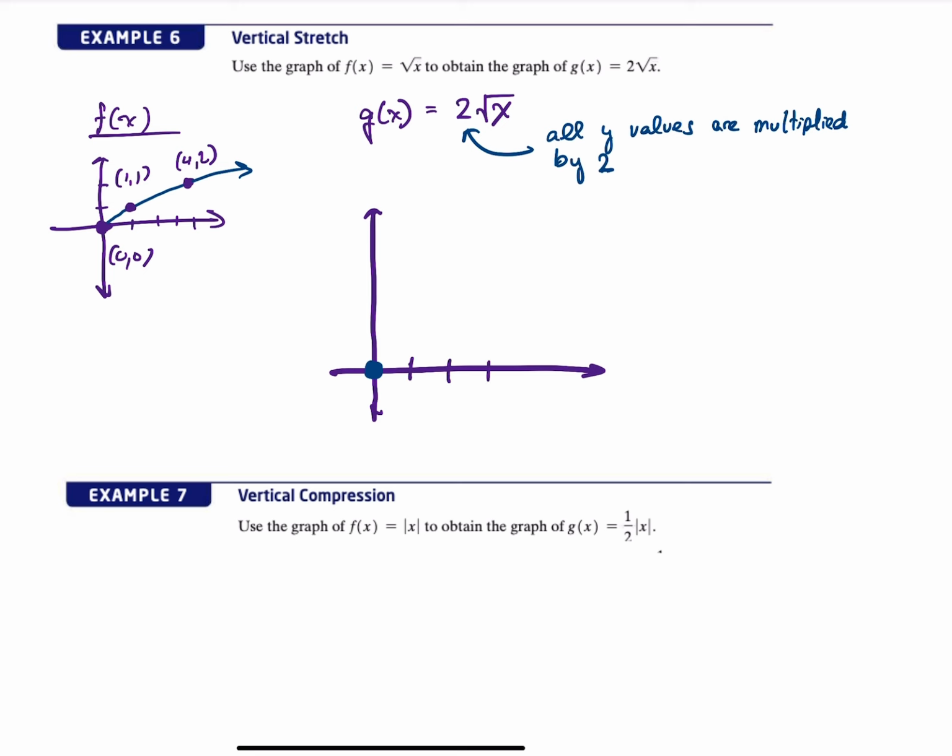1, 2, 3, 4. 1, 2, 3, 4. So instead of the point 1, 1, I should have the point 1, 2. The y value is multiplied by 2. And instead of the point 4, 2, I should have the point 4, 4. And this will produce that vertical expansion as we go out. So let's label these 0, 0, 1, 2, 4, 4.